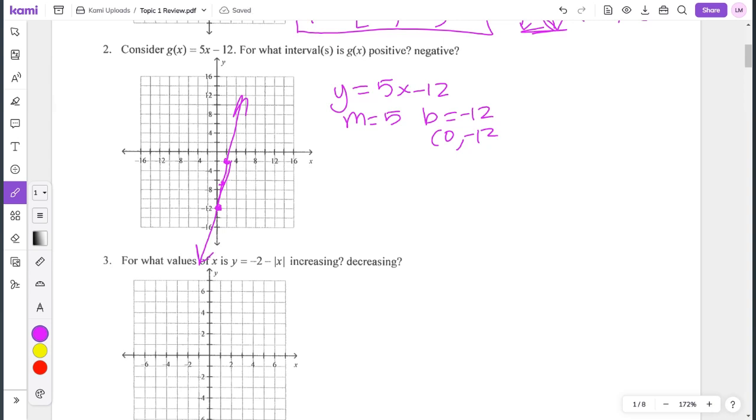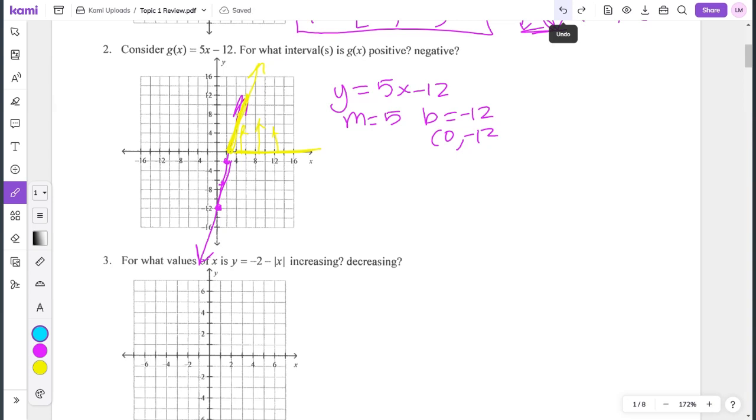The question asks, on what intervals is this function positive and what intervals is it negative? So remember, positive means I'm above the x-axis. So here are my x's that give me y values that are above the x-axis. So I keep going with that line. And then here are my y values that are below, and my x values that push me below are right here.